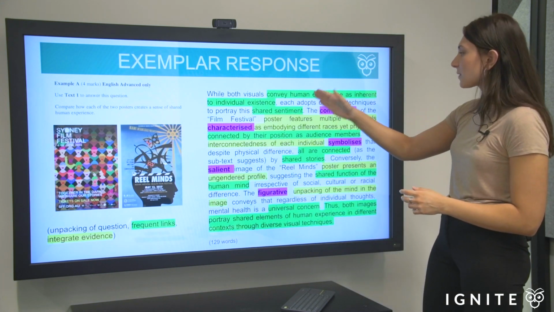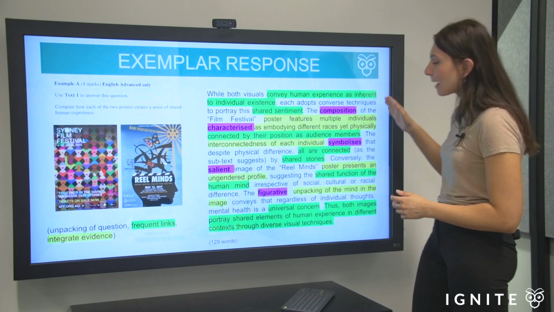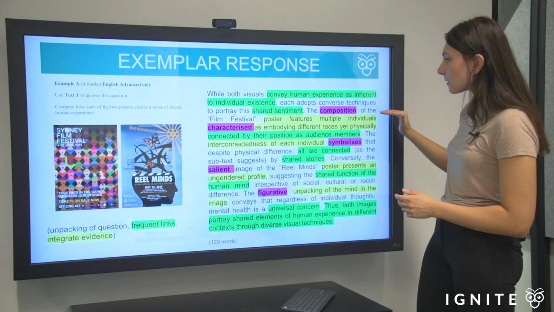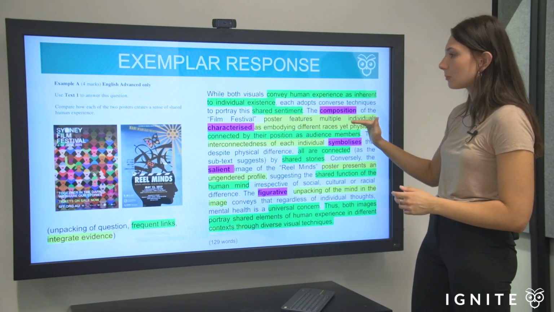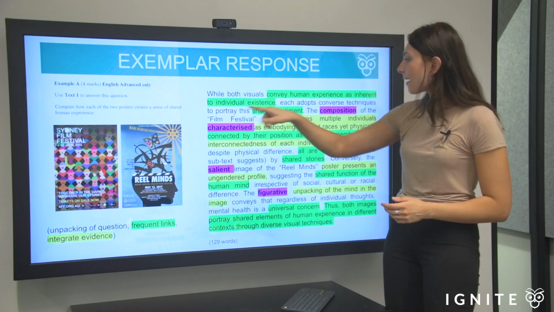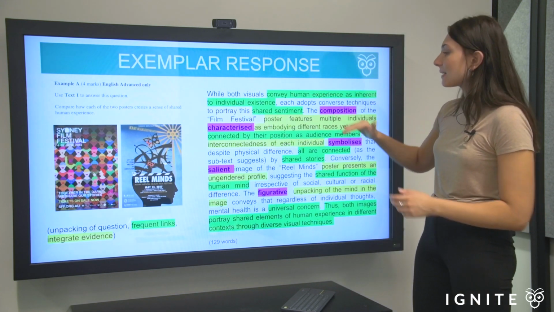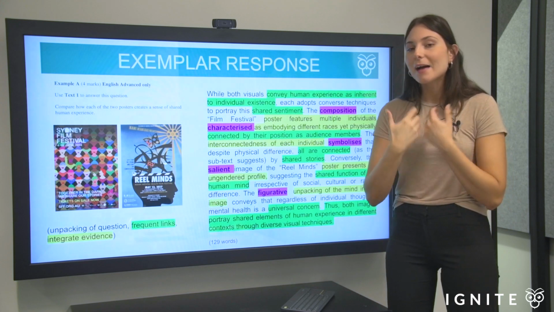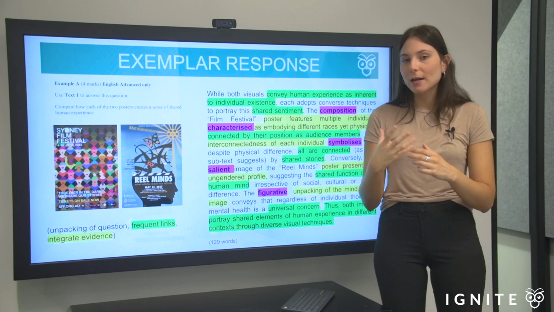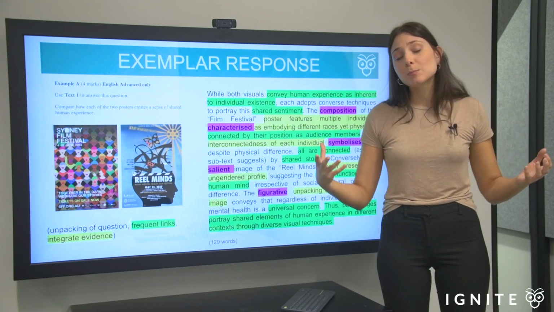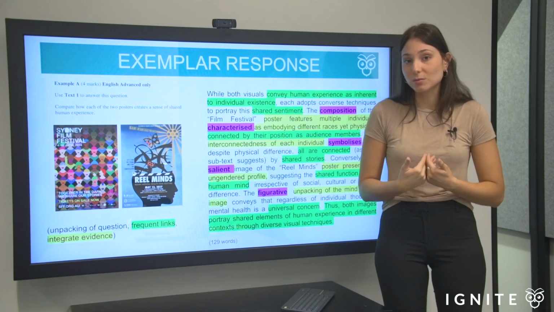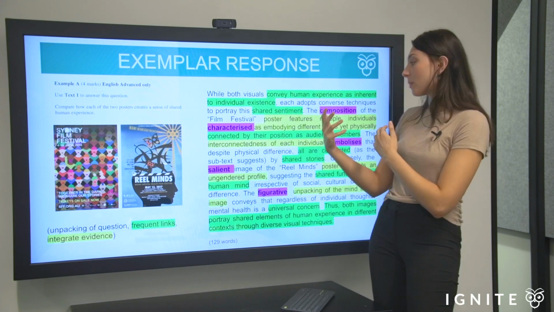While both visuals convey human experience as inherent to individual existence, each adopts converse techniques to portray this shared sentiment. So notice how the question is asking me about shared human experience. I've spoken about human experience as inherent to individual existence. I haven't just restated the wording of the question. I've tried to unpack it in a way that shows that I understand shared human experience means that our experiences of the world are common to our existence as humans, right? So that's been framed in the topic sentence.